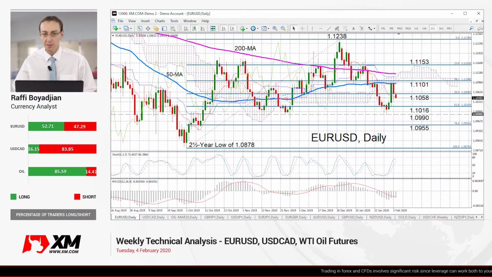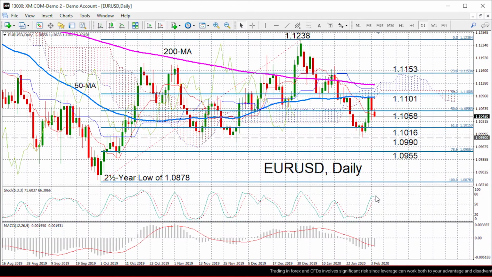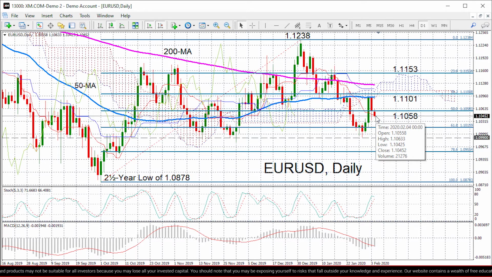So let's start with the euro dollar pair in the daily chart. Looking at the momentum indicators, we can see the stochastics are looking fairly bullish, though the percentage K line has dipped slightly lower. The MACD histogram has crossed just above its red signal line, so a bit of positive signals coming there from the momentum indicators.